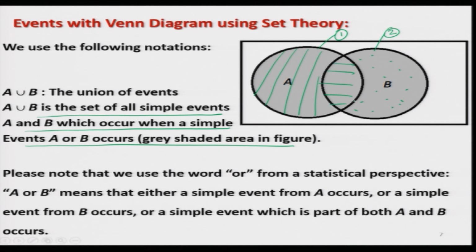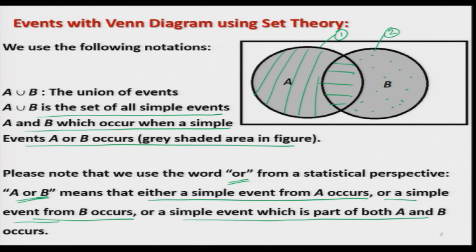So this entire gray shaded area indicates the area covered by the event A union B. And you always have to keep in mind that when we use the word OR, from the statistical point of view, A or B means event A or event B. This means that either a simple event from A occurs, or a simple event from B occurs, or a simple event which is a part of both A and B occurs. So this is how we try to interpret it.